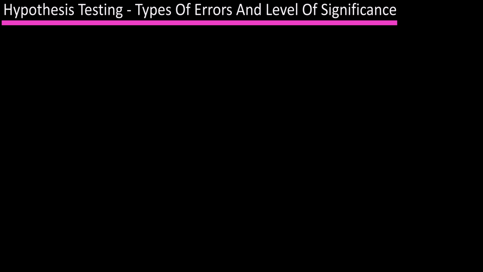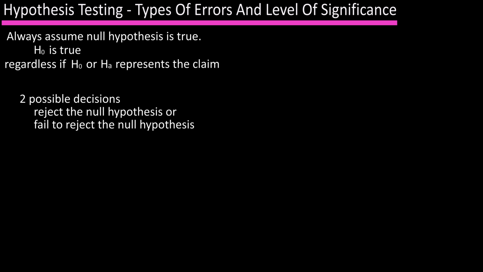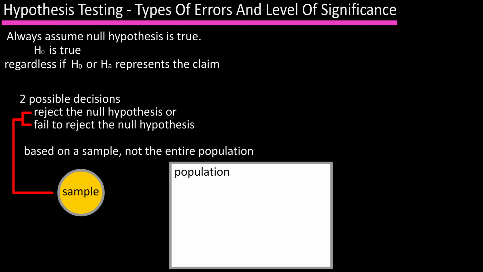When we do hypothesis tests, we always assume that the null hypothesis is true, regardless if the null hypothesis or alternative hypothesis represents the claim. So we make one of two decisions: reject the null hypothesis or fail to reject the null hypothesis. And in hypothesis testing, the decision to reject or fail to reject the null hypothesis is based on a sample, not the entire population. So there's always going to be the possibility of making the wrong decision, an error.